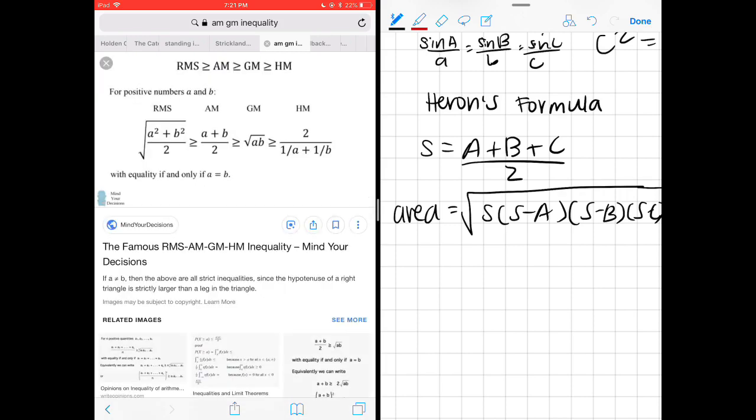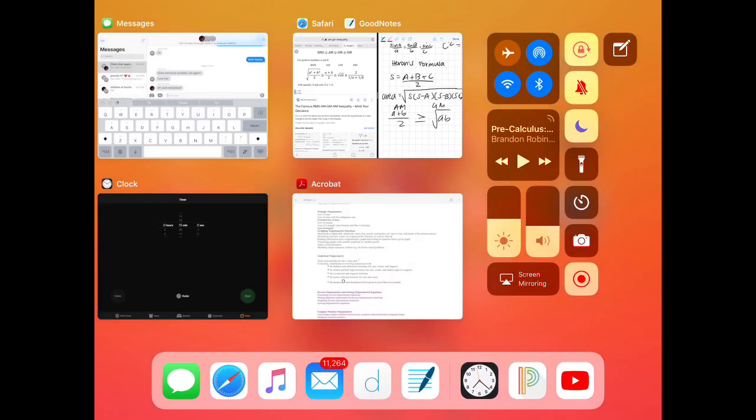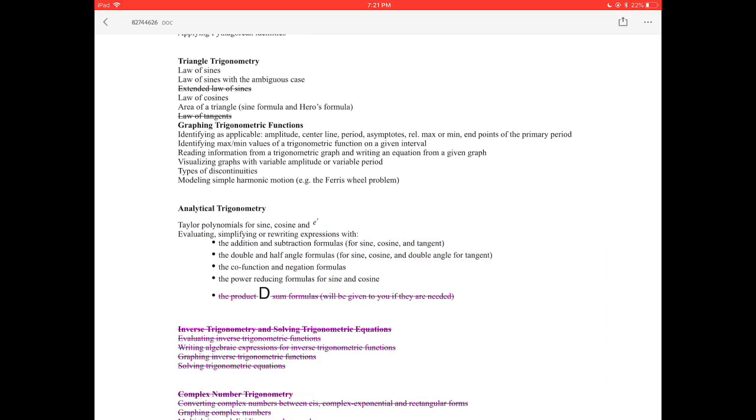Now, I'm not really sure if you'll specifically need to know the AM-GM inequality, but because we had so many activities on it, I'm assuming you will. So the arithmetic mean is greater than or equal to the geometric mean. And if you guys want to know the definition of AM or GM, I'd recommend searching that up online.